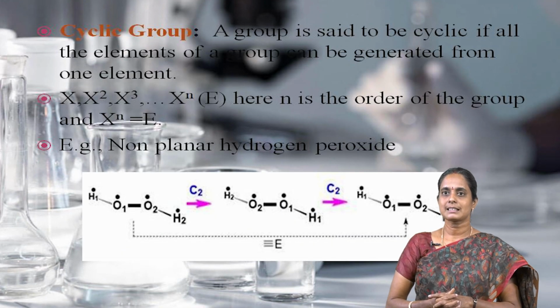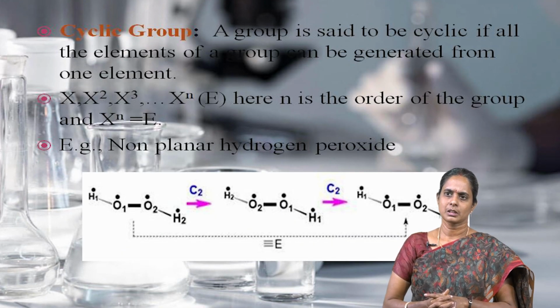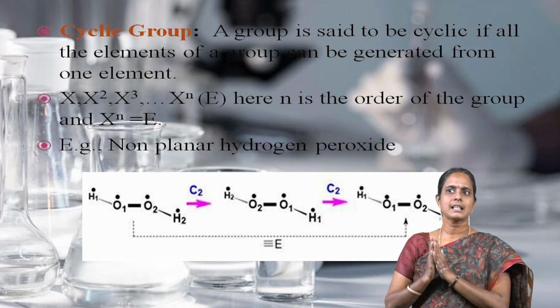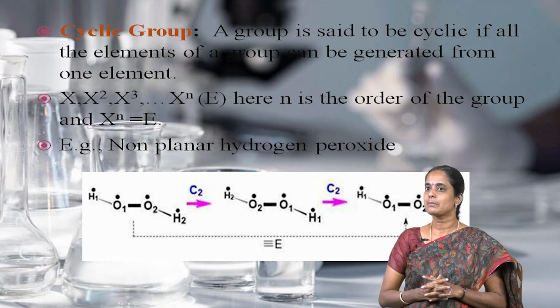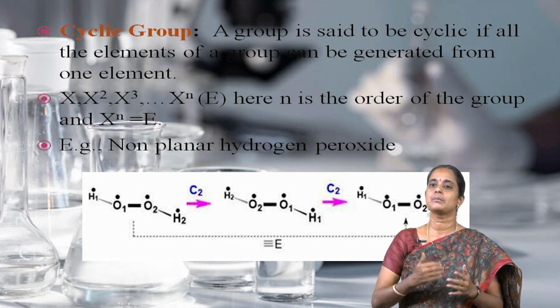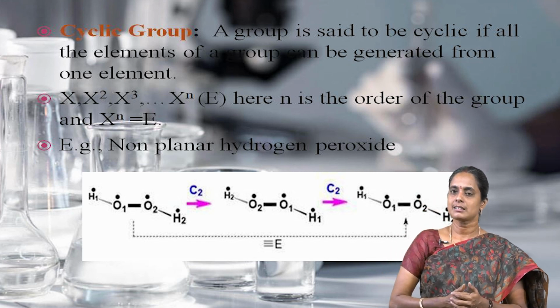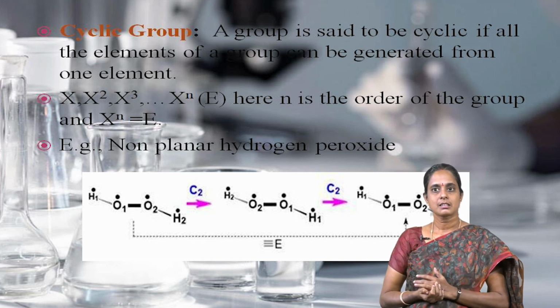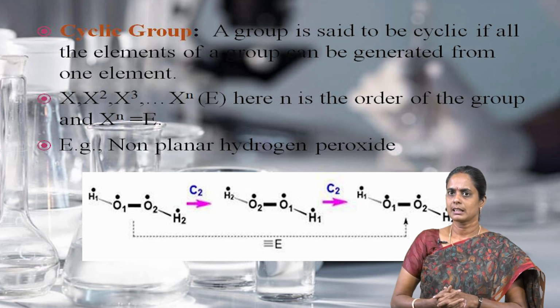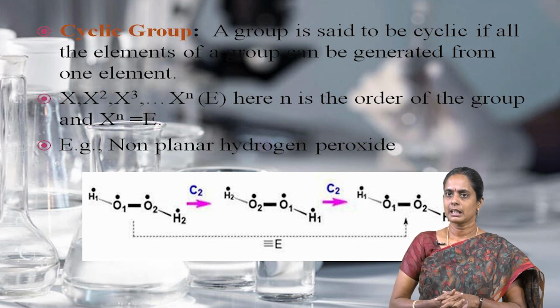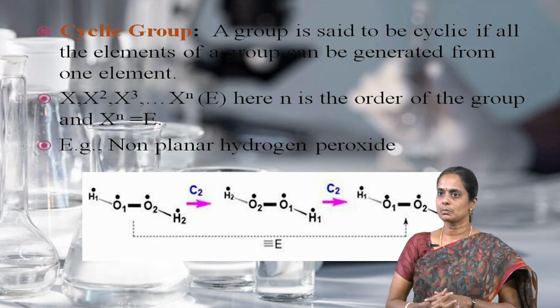The next one is the cyclic group. A group is said to be cyclic if all the elements of a group can be generated from one element. That is x, x square, x cube and so on up to x to the n, that is an identity. Here n is the order of the group.